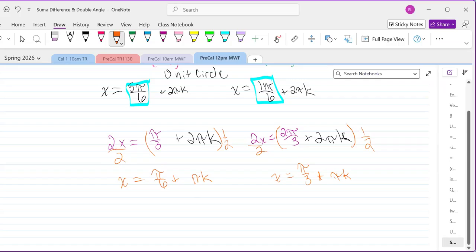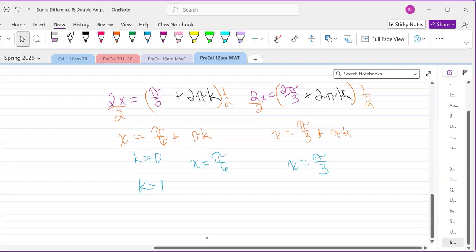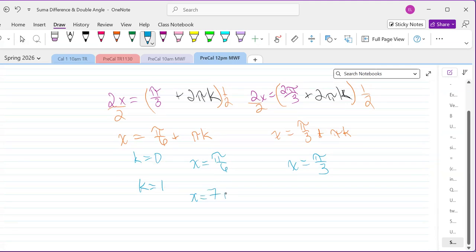And so whenever you have that 2x or 3x inside, this is where you have to use k values to get more solutions. So k equals 0 would give us pi over 6 and pi over 3. K equals 1 would give us pi over 6 plus pi is 7 pi over 6, and pi over 3 plus pi is 4 pi over 3. So this one would have 4 solutions.